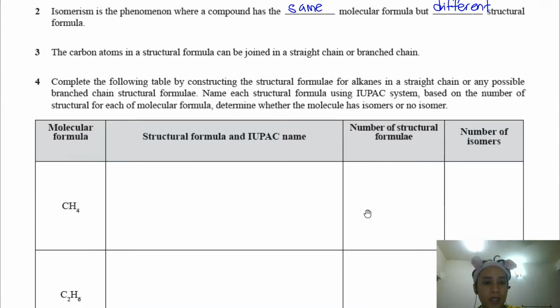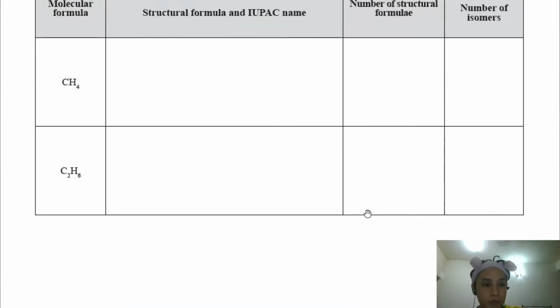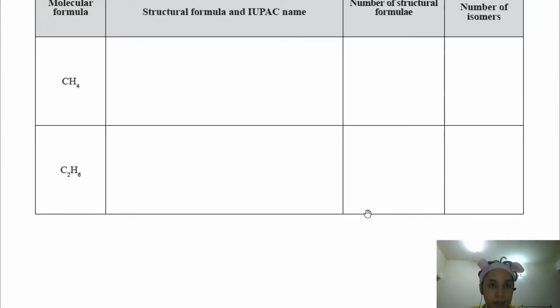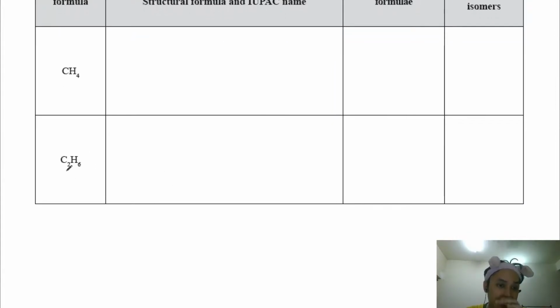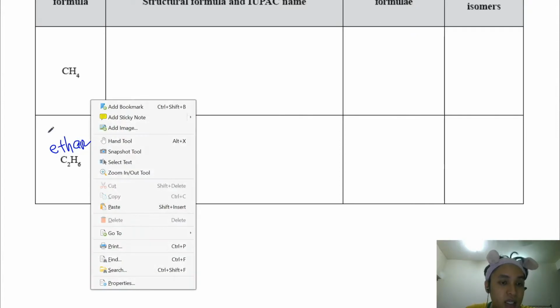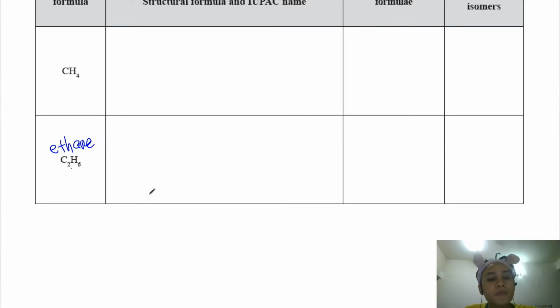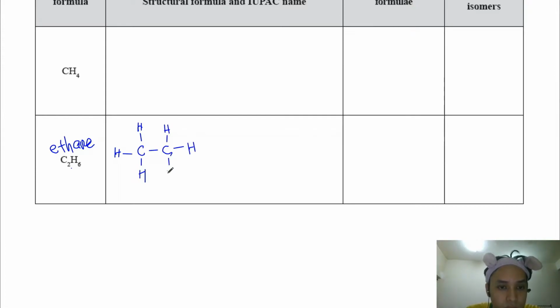I'm going to show you one example using the table here. I'm going to start off with this one. This is C2H6, so this one is ethane. Remember, I need to know the naming. Normally when we draw ethane, we draw it like this: C, C, and then the H around it. Make sure you always check and see whether it's correct. So 2 carbon, 6 hydrogen, so correct.